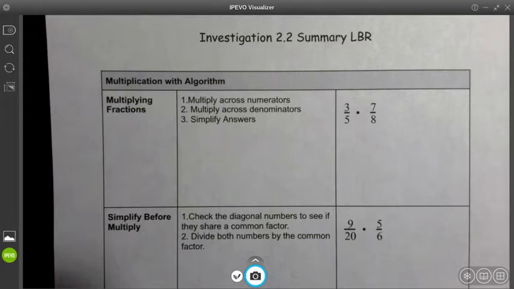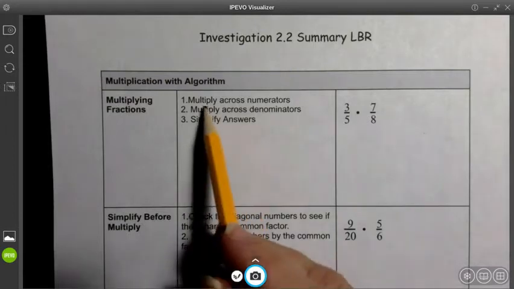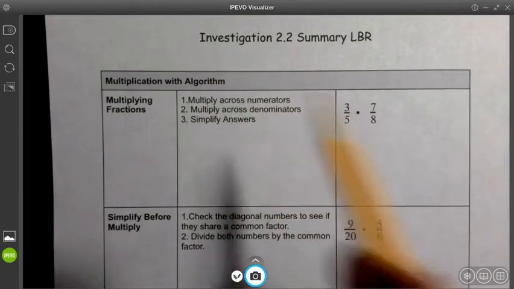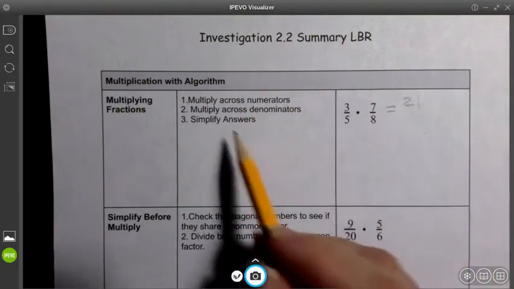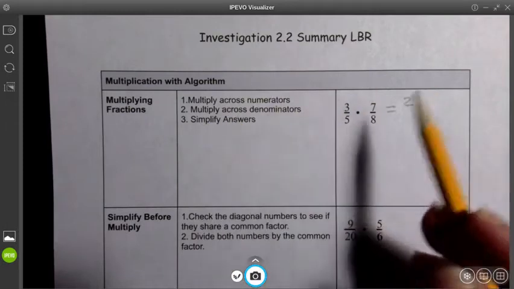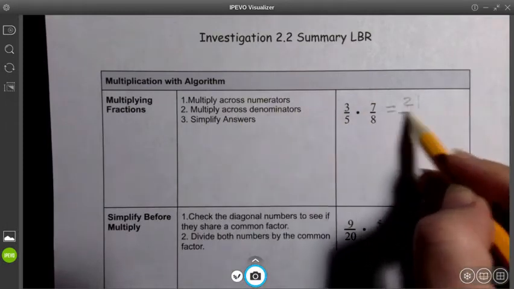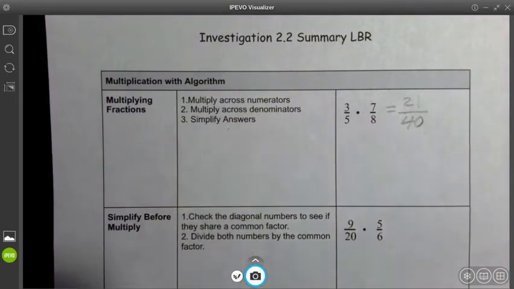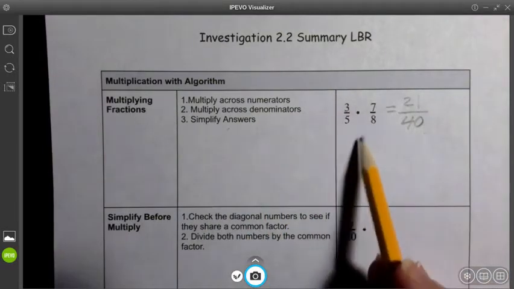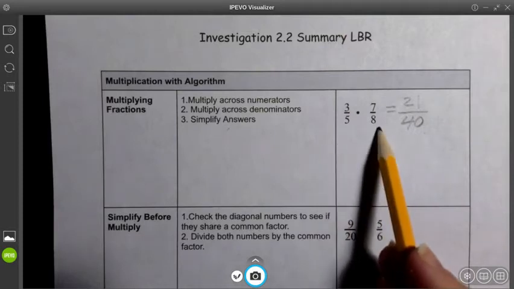Now we're going to use the multiplication with an algorithm. So again, an algorithm is just a set of steps to solve a problem. So when we multiply fractions, it's very simple. All you need to do is multiply across the numerators. 3 times 7 equals 21. Multiply across the denominators. 5 times 8 is 40. And if needed, simplify your answer. That easy. Multiply your numerators across, multiply your denominators across.